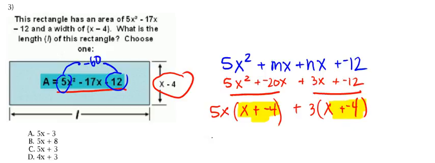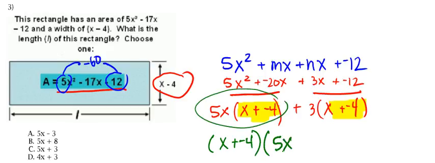I'm going to factor that out. Now I'm going to get x plus negative 4. When I take it out of this piece, I'm left with the 5x. And when I take it out of this piece, I'm left with the 3. And there's a plus in between them.